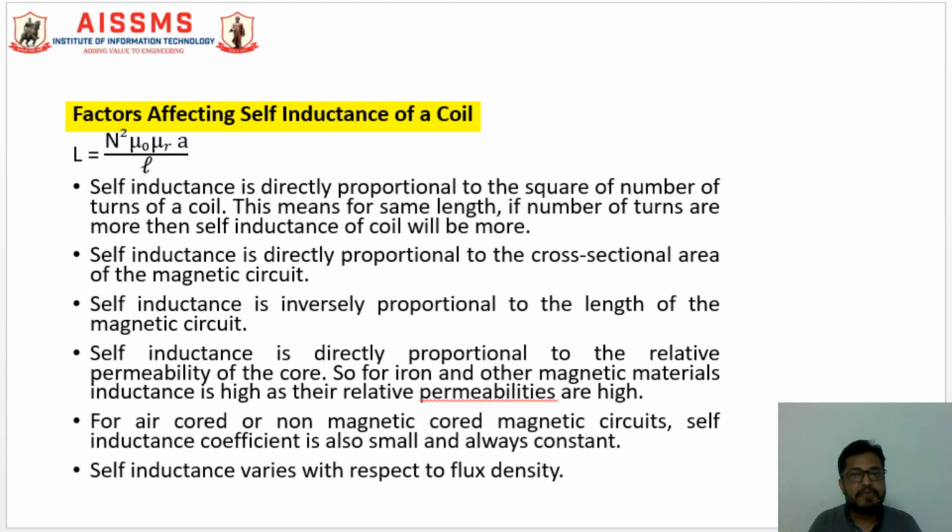Self inductance is inversely proportional to the length of the magnetic circuit. So if the length of the magnetic circuit increases, then self inductance goes on decreasing. Self inductance is directly proportional to the relative permeability mu R of the core. So for iron and other magnetic materials, inductance is high as their relative permeabilities are high. For air cored or non-magnetic cored magnetic circuits, the self inductance coefficient is also small and always constant.